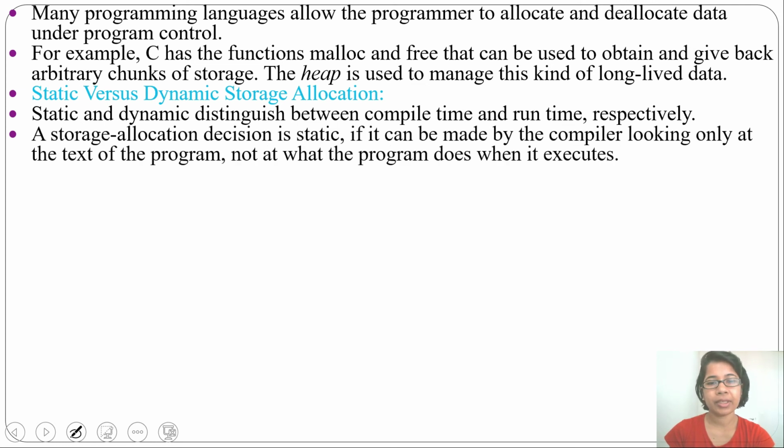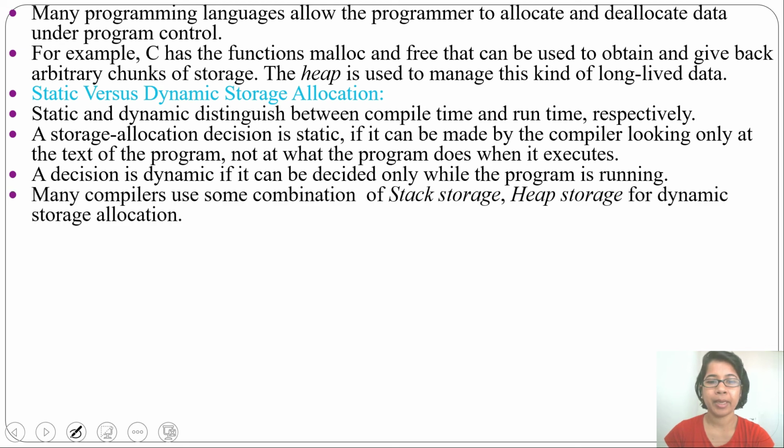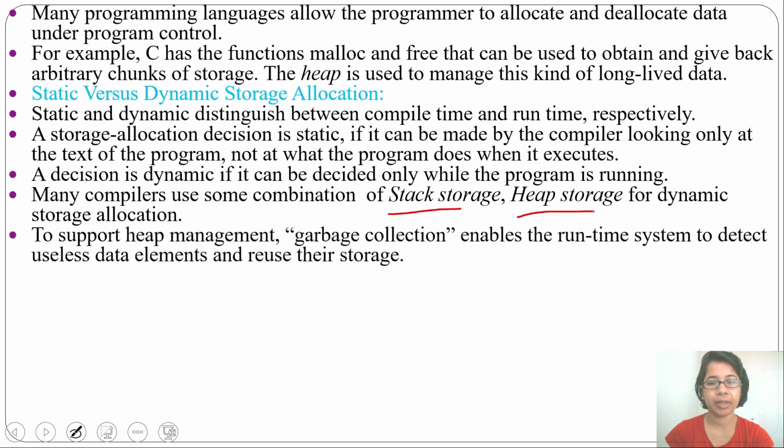A storage allocation decision is static if it can be made by the compiler looking only at the text of the program, not at what the program does when it executes. If by seeing the text of the program it can decide, that will be in static. A decision is dynamic if it can be decided only while the program is running. During runtime, if it is allocating some storage, that will be in dynamic. Many compilers use a combination of stack storage and heap storage for dynamic storage allocation. Compiler uses both stack storage and heap storage for dynamic allocation.